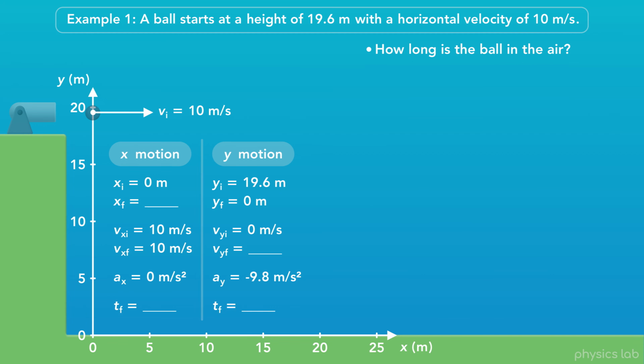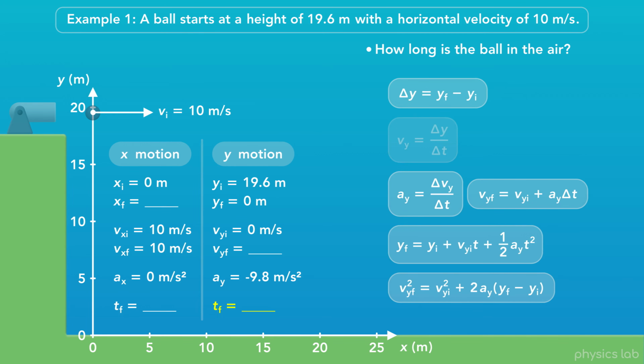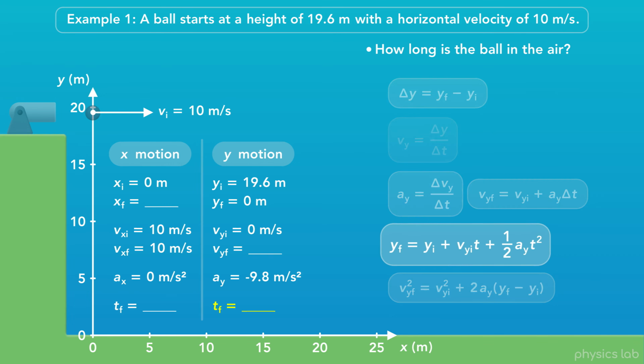We mentioned earlier that the time in the air is only determined by the y motion. So we're looking for the time when the ball hits the ground, which is the time when the y position is 0. The only equation we can use with the information we have is this one.